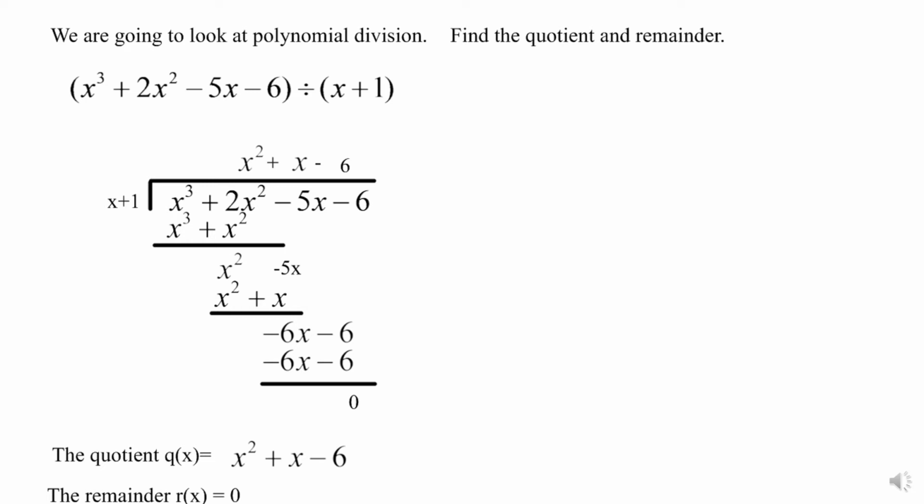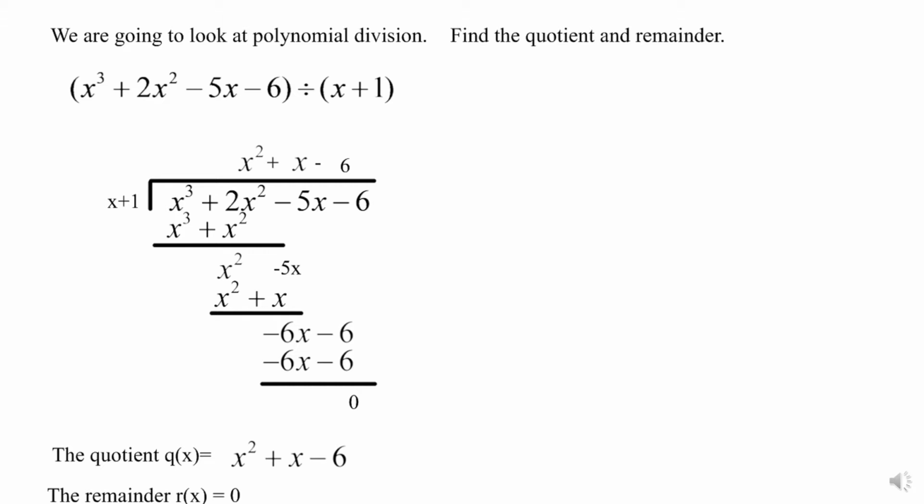In this video, we're going to look at polynomial division. Find the quotient and the remainder for the following: x cubed plus 2x squared minus 5x minus 6 divided by x plus 1. Let's set the problem up as a long division problem.